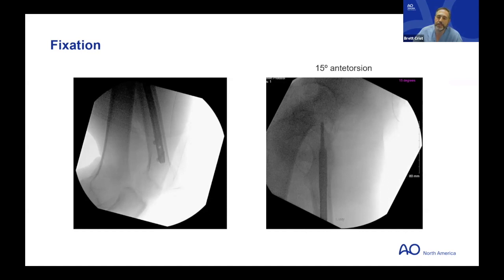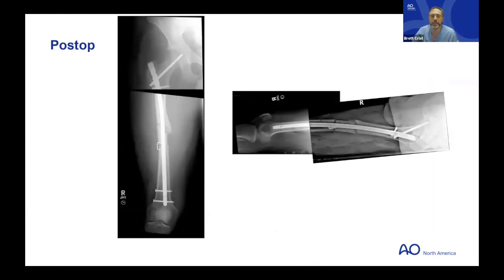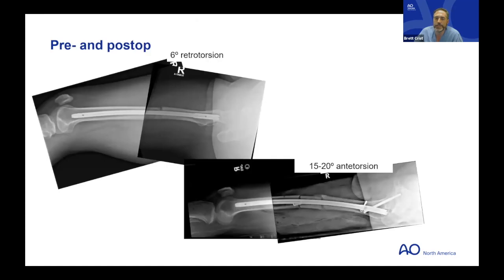So that's at 15 degrees of anti-torsion. That's at 20 degrees of anti-torsion, and the nail has 14 degrees. And so I'm still not just depending on the nail, but you can use it as a cue, or a clue. And so I did use a fancy staple to compress the osteotomy as well.